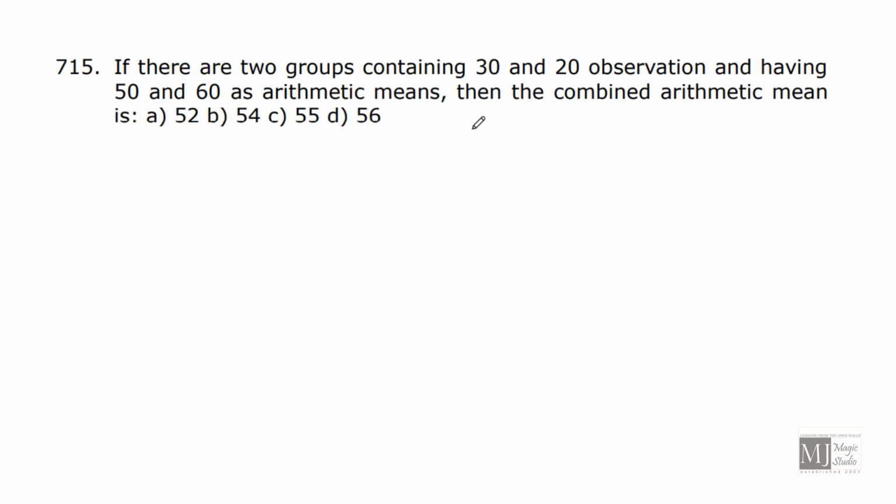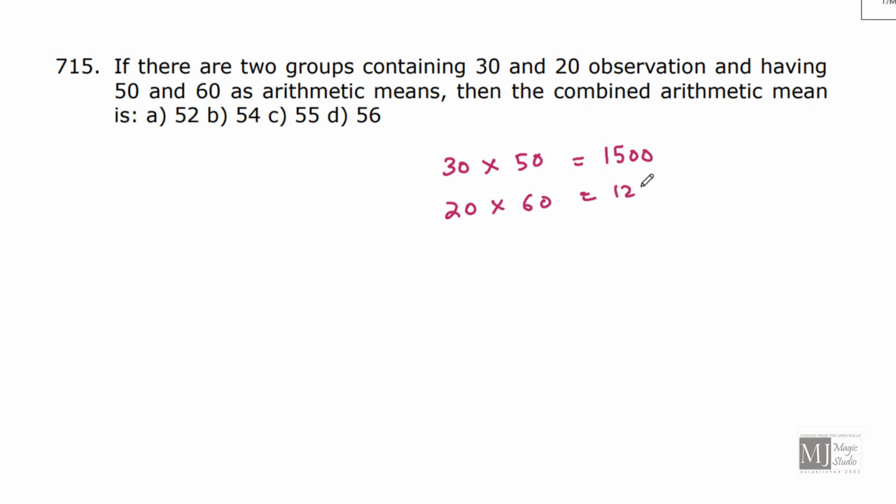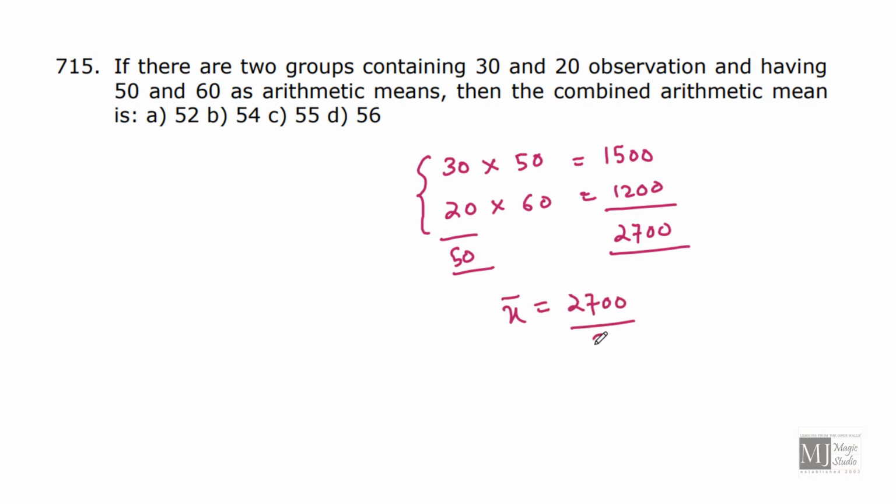If there are two groups containing 30 and 20 observations and having 50 and 60 as arithmetic mean, then the combined arithmetic mean is simply multiply this: 1500, 1200, add up 2700. Find how many members are there in the combined group, 50, then the combined average is 2700 by 50, 54.